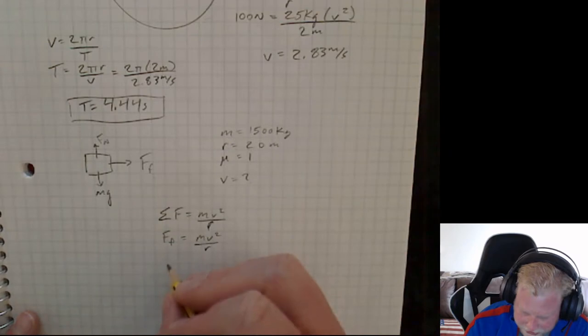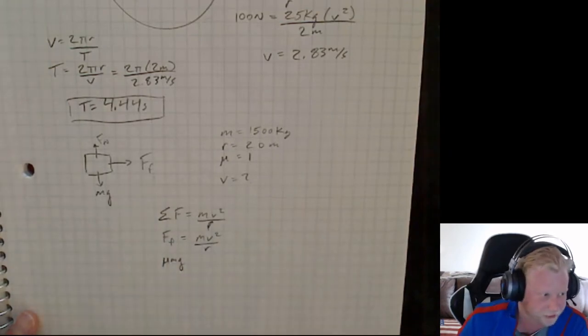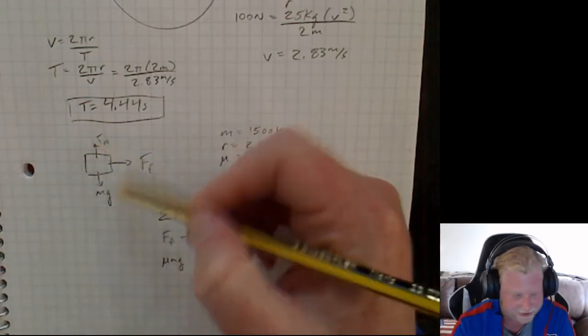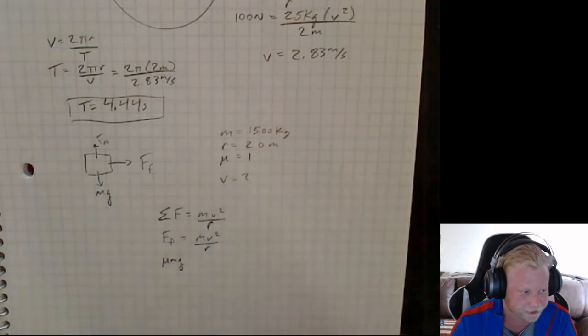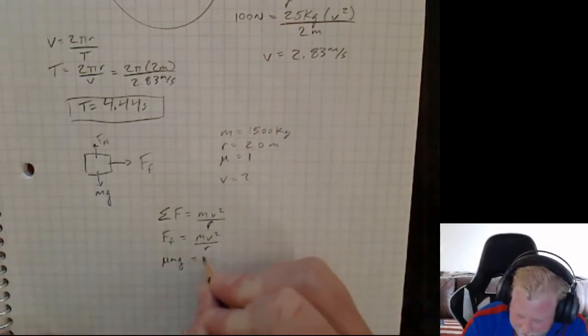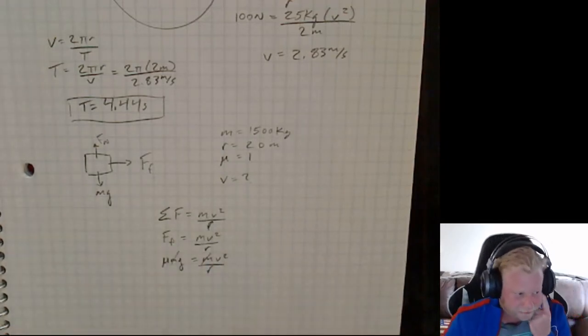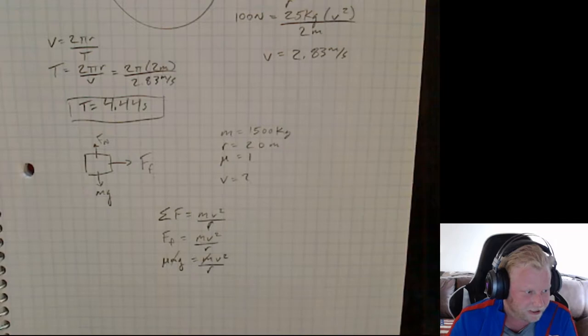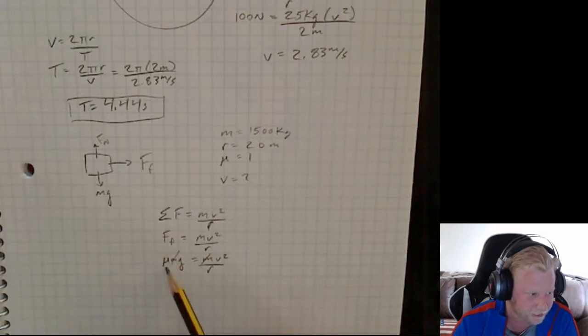The force of friction is the coefficient times the normal force. Since this is not a banked turn, your normal force is equal to the gravitational force. Now notice what happens: you can cancel out your mass. So the mass of the car is irrelevant. All that really matters is the radius of the turn and the conditions of the road, represented by the coefficient of friction.